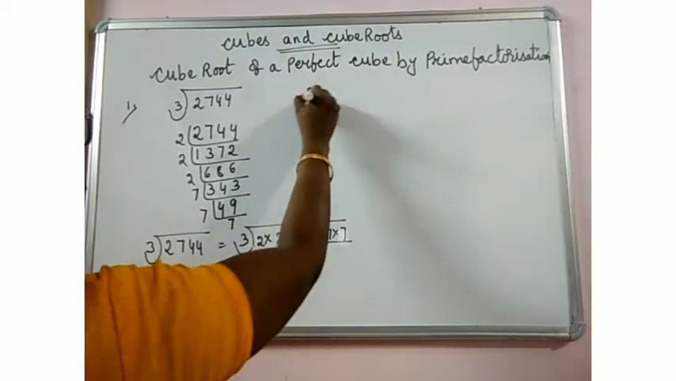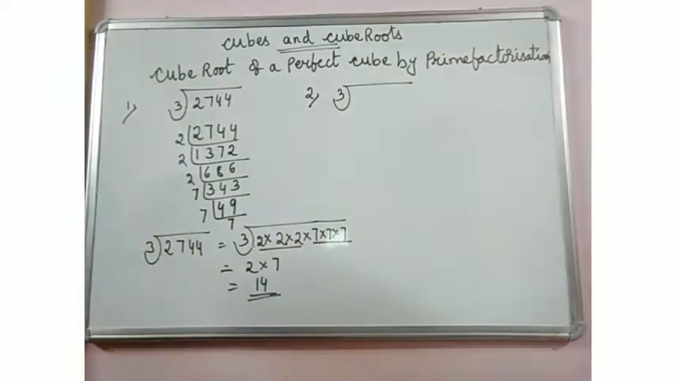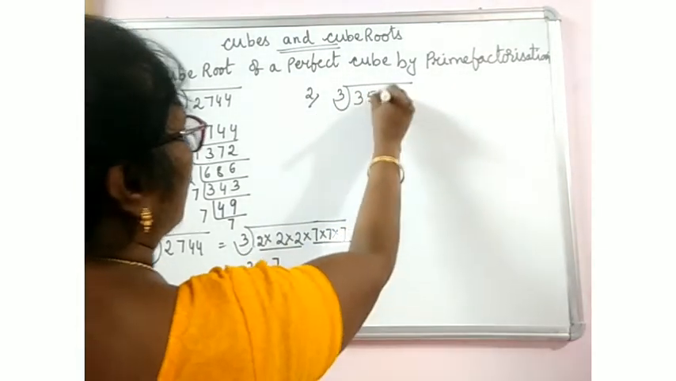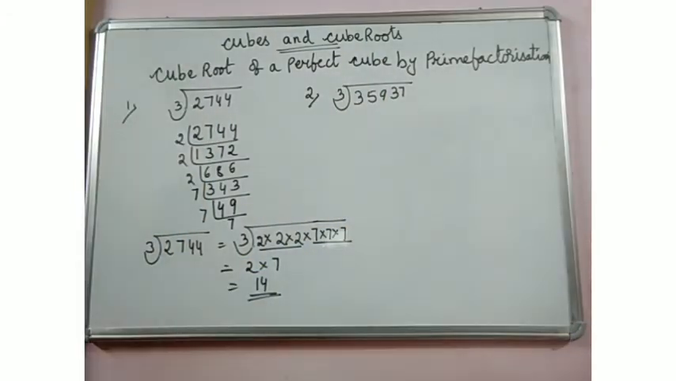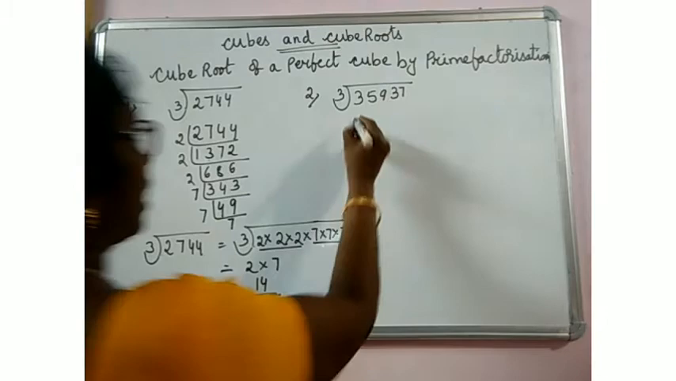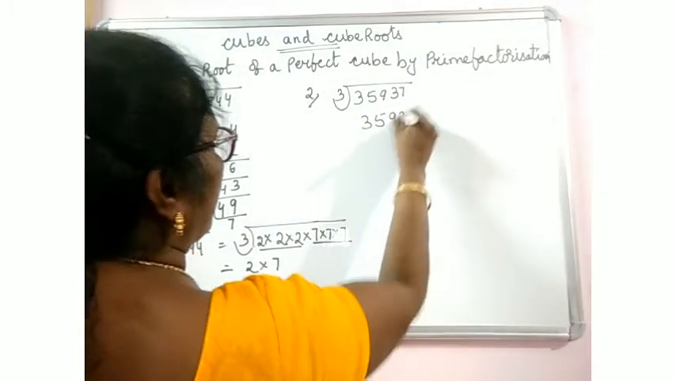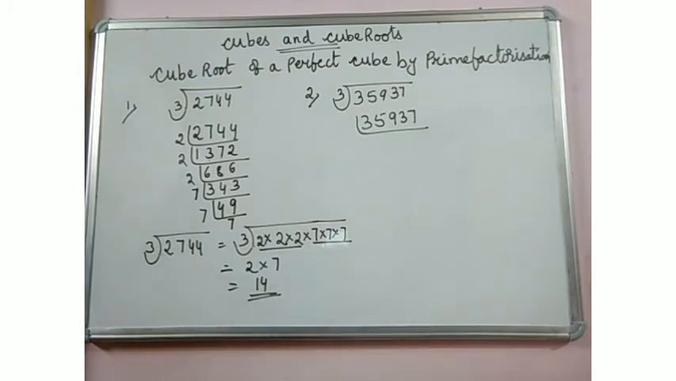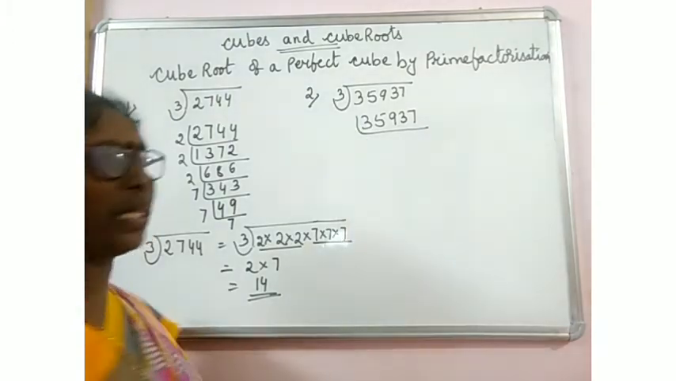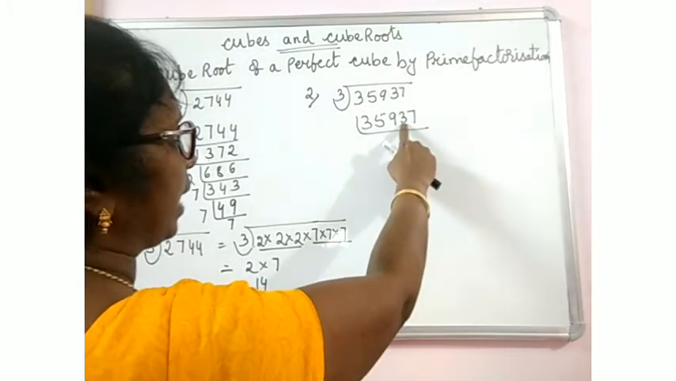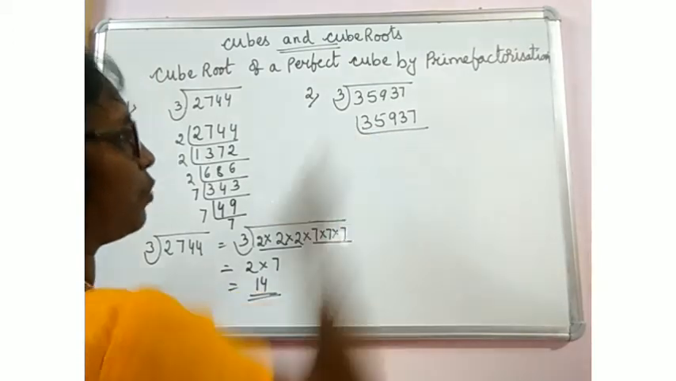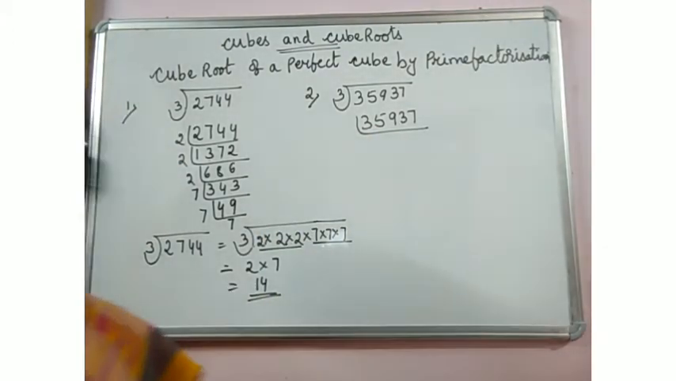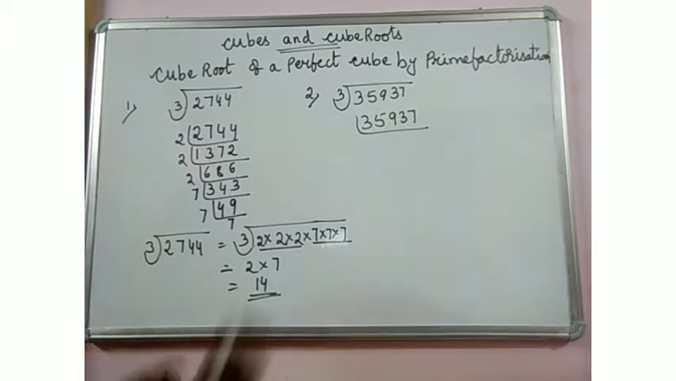Now let me explain you how to find the cube root of a little bigger number. 35937. You have 4-digit number, you have 5-digit number. Same way, let us find the prime factors of the given number. The number is ending with 7, so it's not divisible by 2. Whether it is divisible by 3 or not, we will see. 7 plus 3, 10. 10, 9, 19, 24, 27. Yes, 27 is divisible by 3. So the given number is divisible by 3.